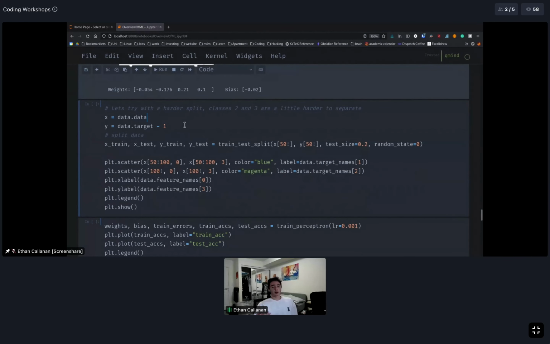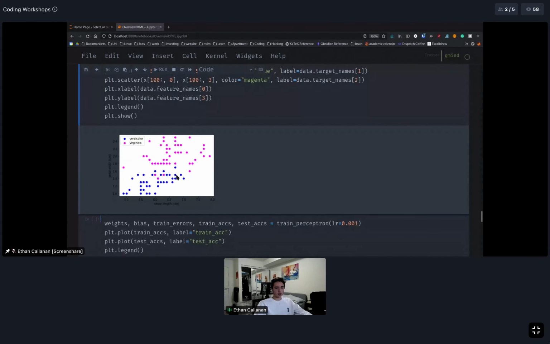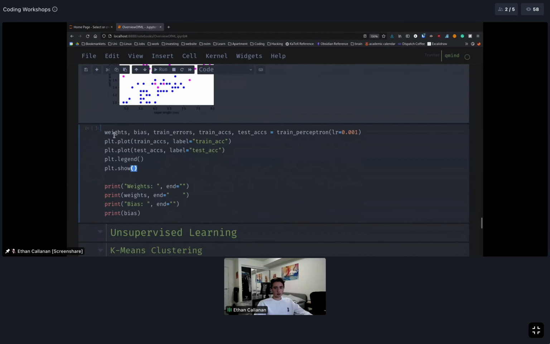Okay, so now we're going to try it again, but with classes that are a little harder to separate. Instead of using the first two iris types, we're going to use the second and third, because they're a little bit more vague, with a little more overlap. As you can see, there's some intermixing when plotted again with sepal length versus petal width. So here we'll run that all again and train it all again.